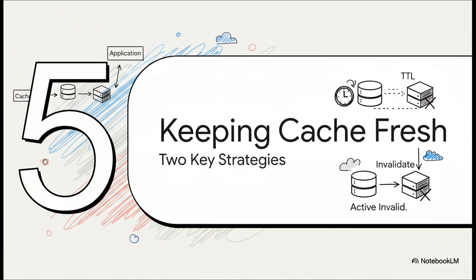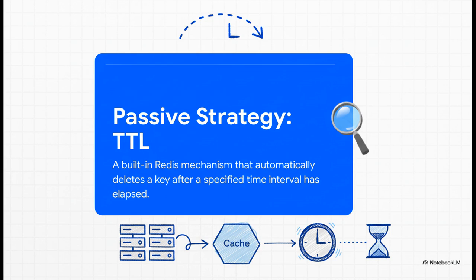Well, luckily, there are two main strategies that engineers use to solve this exact problem. The first approach is passive, and it's called time to live, or TTL. And it's actually beautifully simple. When we save a piece of data to the cache, we just give it an expiration date. We tell Redis, hey, hold on to this for, say, 1 hour, and then just automatically delete it. It's a set it and forget it kind of deal.